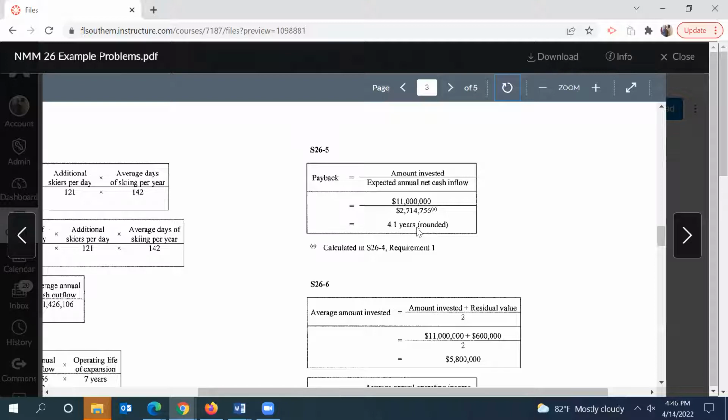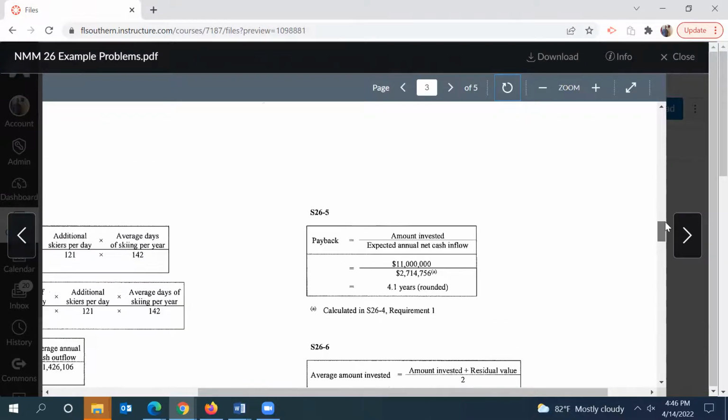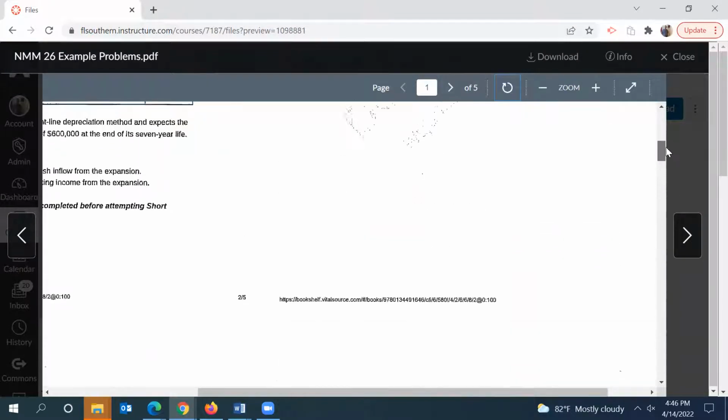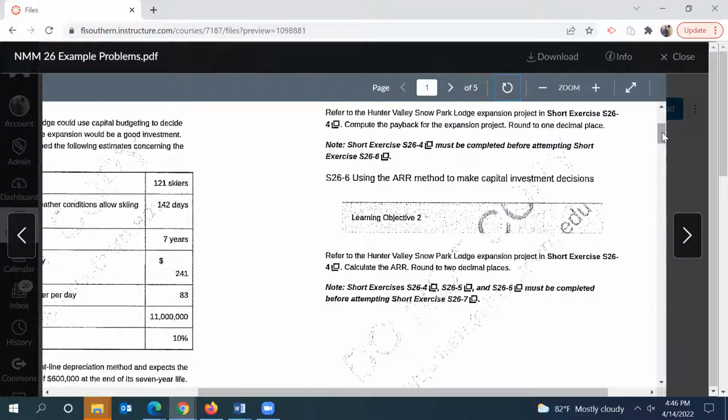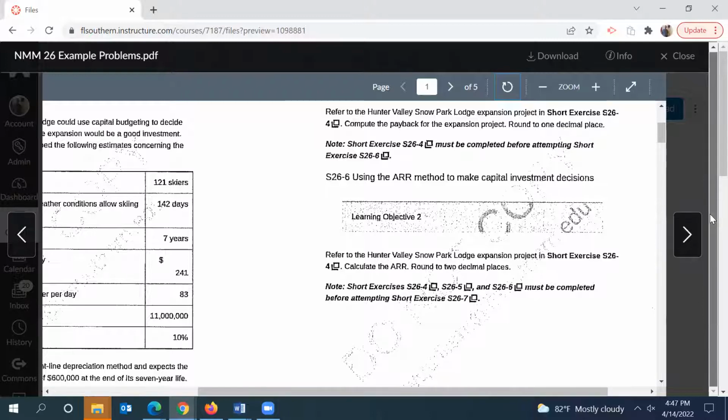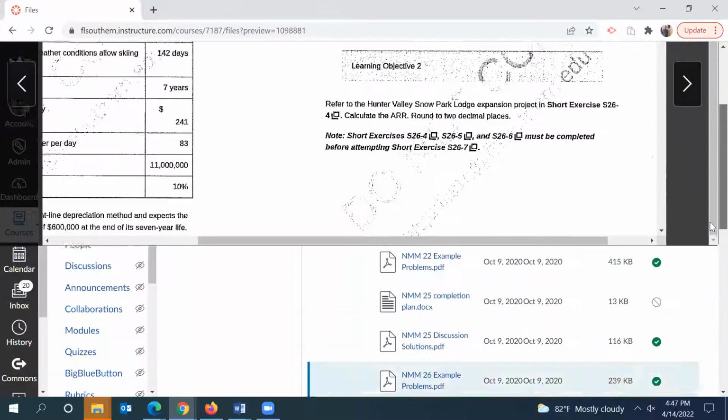Any questions on that? Right. Then finally, problem 6 up here. Using the accounting rate of return method to make capital investment decisions. So again, refer to the same expansion. We'll calculate the accounting rate of return, round to 2 decimal places. All right, those are the marching orders we're given.